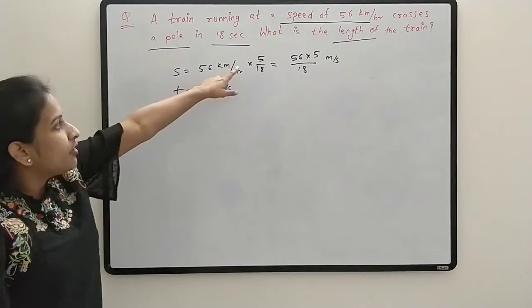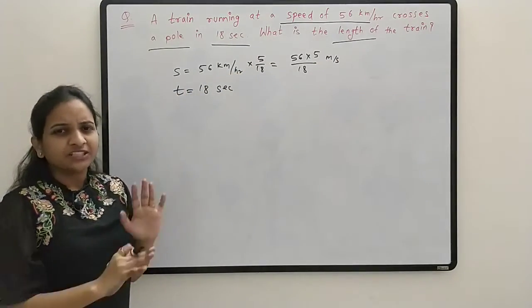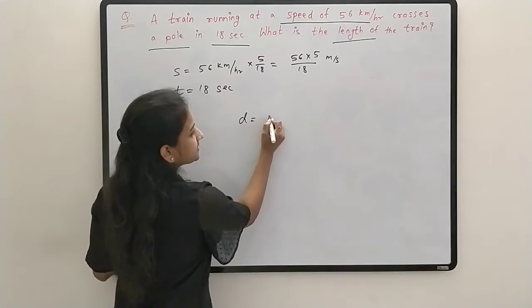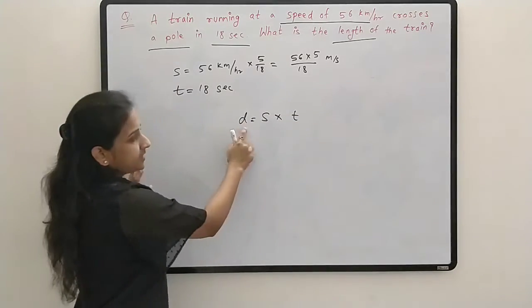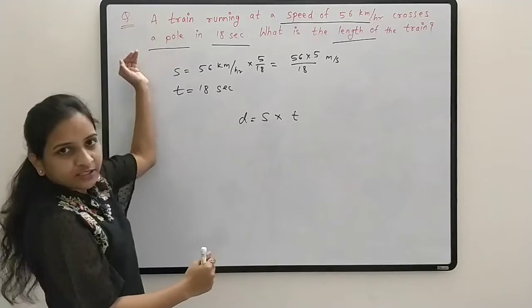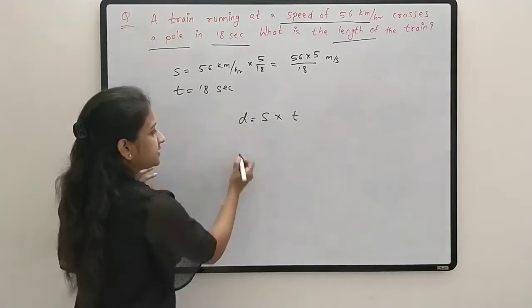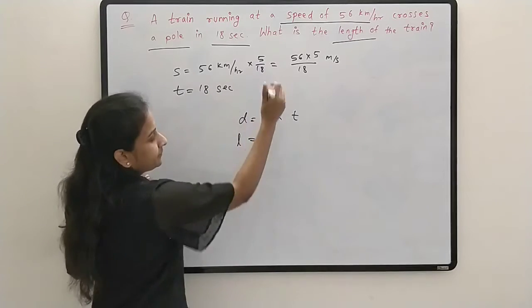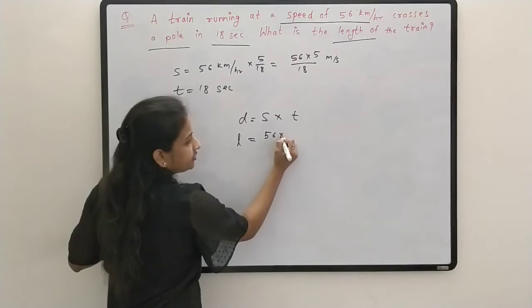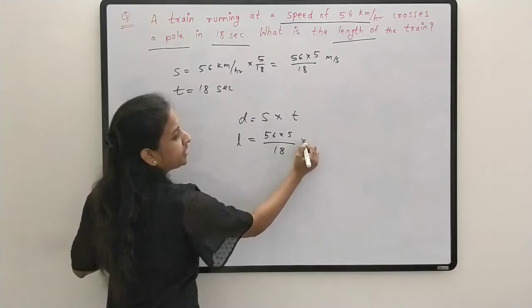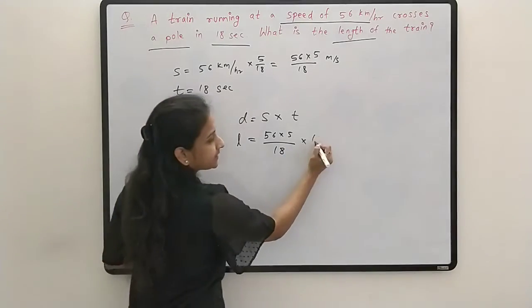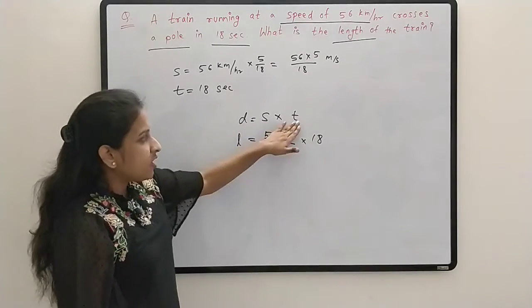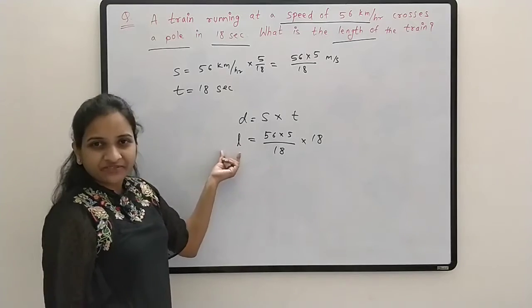Okay. Now what we have to find? Length of the train. Our basic formula: distance is equal to speed into time. In this case, when a train is crossing a stationary object, distance is nothing but length. Length of the train is equal to speed, 56 into 5 by 18 meter per second, into 18 seconds. Two variables are already given. We have to find the third variable.